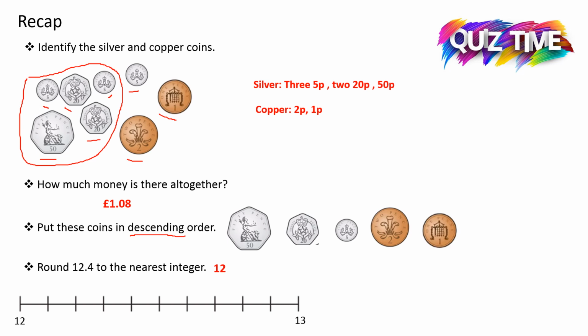And rounding 12.4 to the nearest integer. What does integer mean? Integer means whole number. So we look at the 4 over here. Now remember, from the poem in the rounding decimals video, if it's 5 or more, we round upwards to the nearest, and if it's less than 5, we round down to the nearest whole number. So over here it's 4, so we would round down to the nearest whole number, which is 12. Well done if you got that correct.